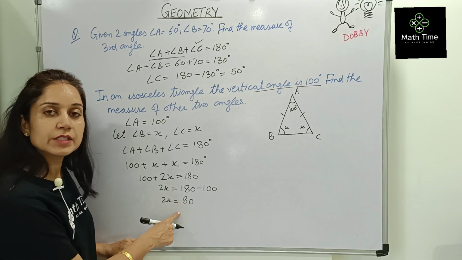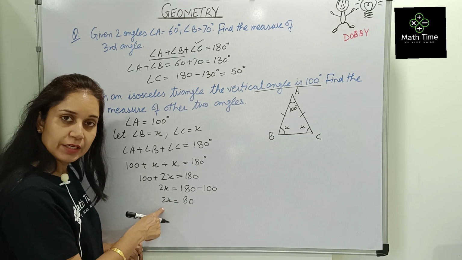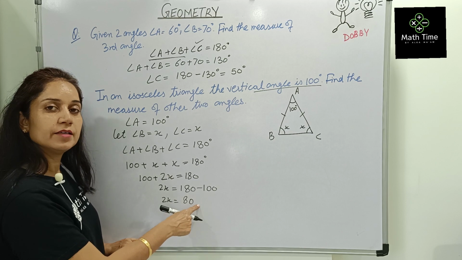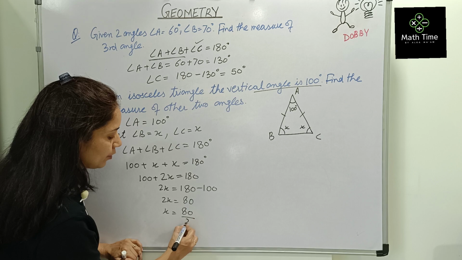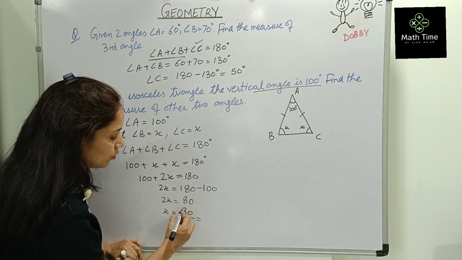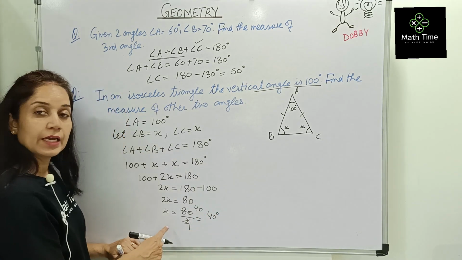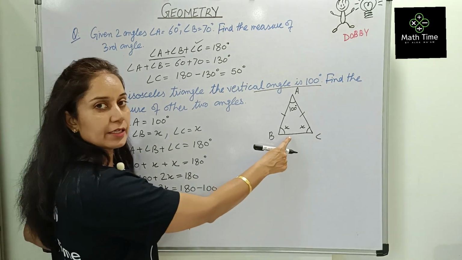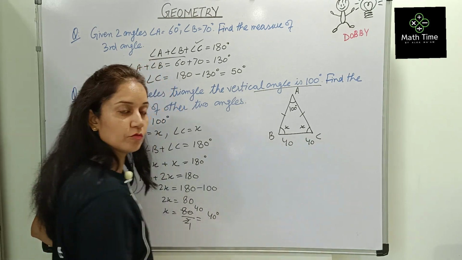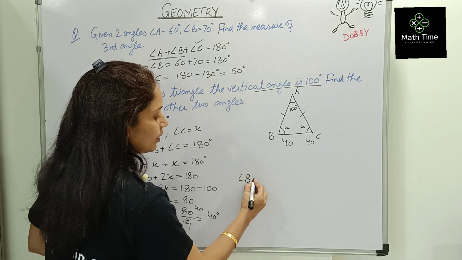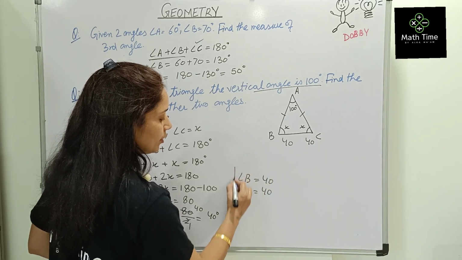Now 2 times x. Times means multiply. So 2 is in multiplication here, it will go to the other side in division. So that means x is equal to 80 divided by 2. Do cutting. 2 ones are 2. 2 fours are 8. One 0 at the back. That means 40 degrees. x equals 40 degrees. What is x? Angle B is 40. Angle C is also 40. So angle B equals 40 degrees, and angle C is also equal to 40 degrees.